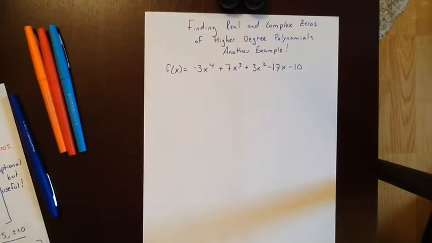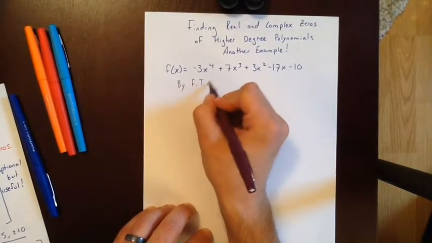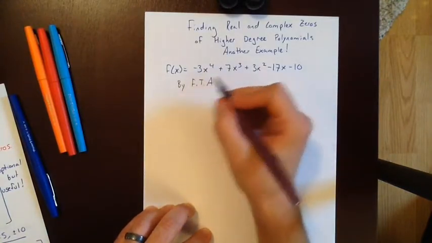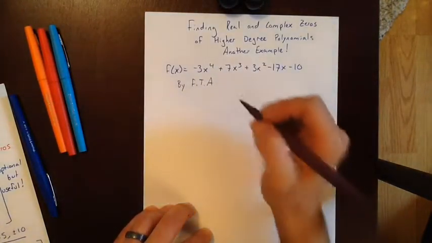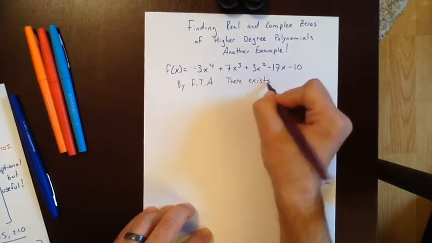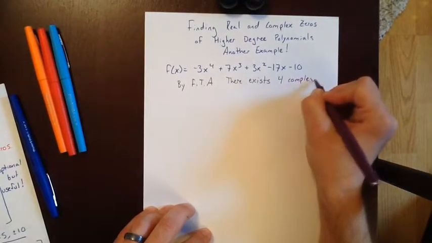So let's say we have this function, negative 3x to the power of 4 plus 7x cubed plus 3x squared minus 17x minus 10. We want to find the zeros, both complex and real, for that polynomial. We begin by using the fundamental theorem of algebra. And if you recall, what this tells us is that by examining the degree of the polynomial, there exist, in this case, 4 complex zeros.